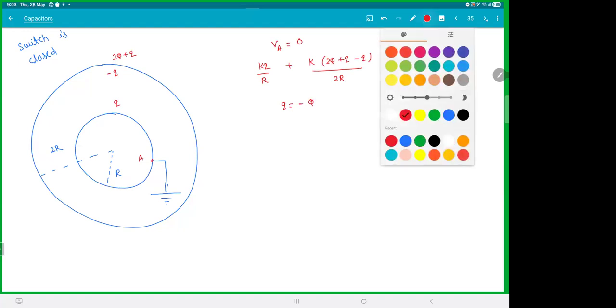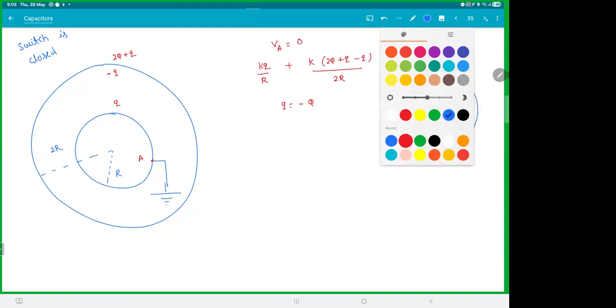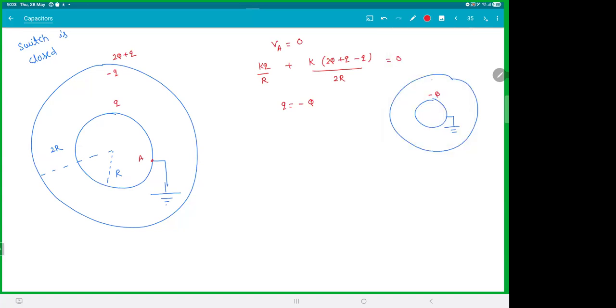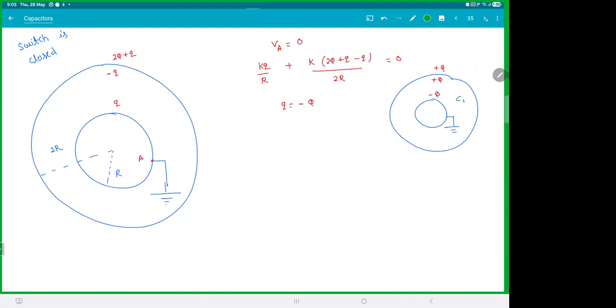That means the final distribution looks like this. If you don't know how to find this, it is still a mains question, so remember the grounding part. So this is minus Q, this is plus Q, and this was plus Q. These are the charges, everyone. And now, same story. This was capacitor C1, this is capacitor C2. What is U final?